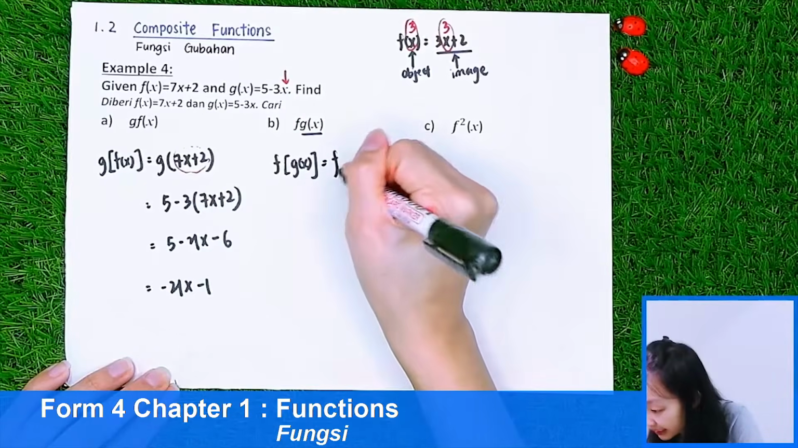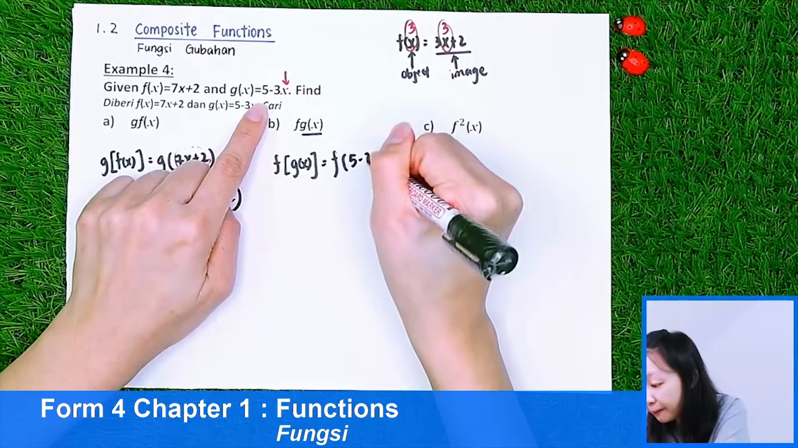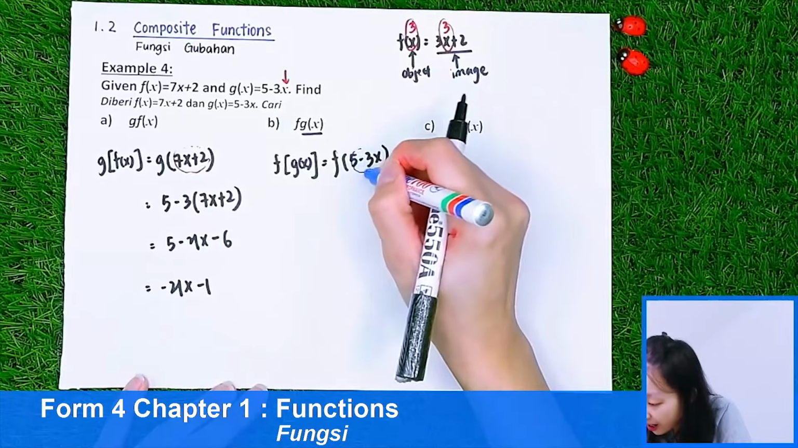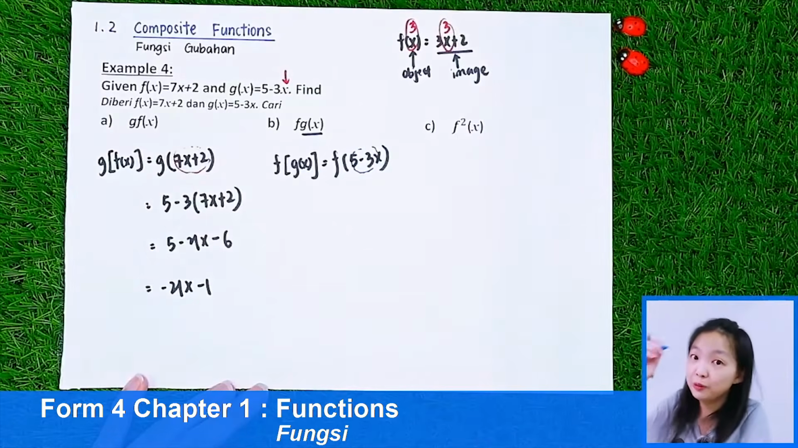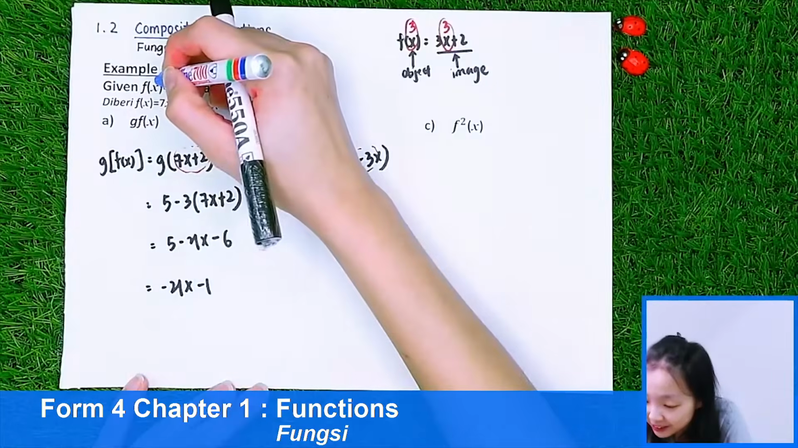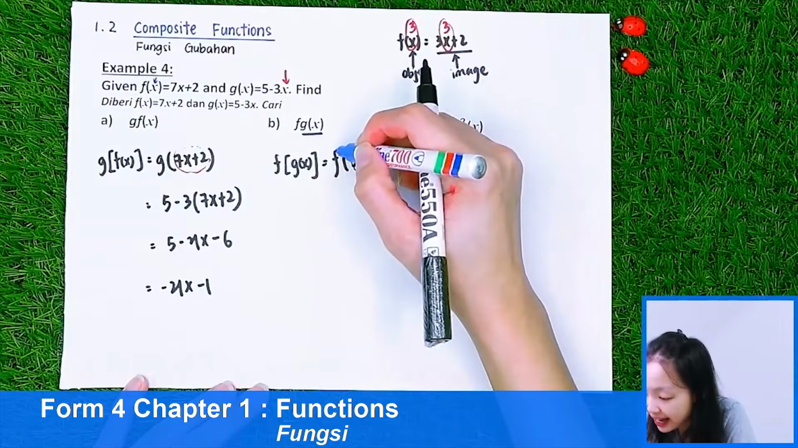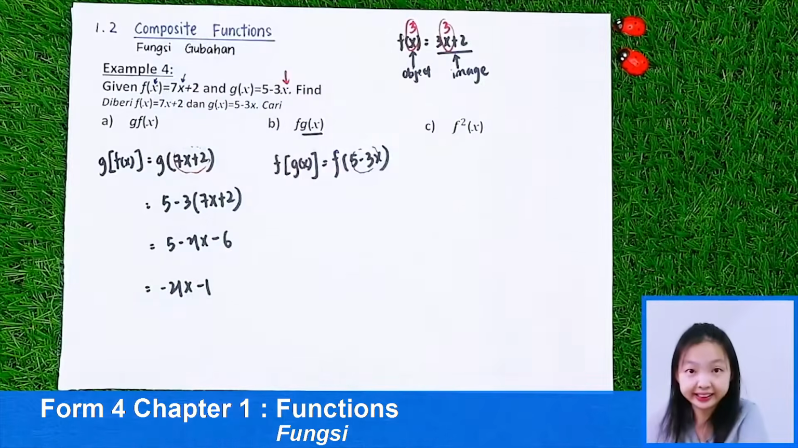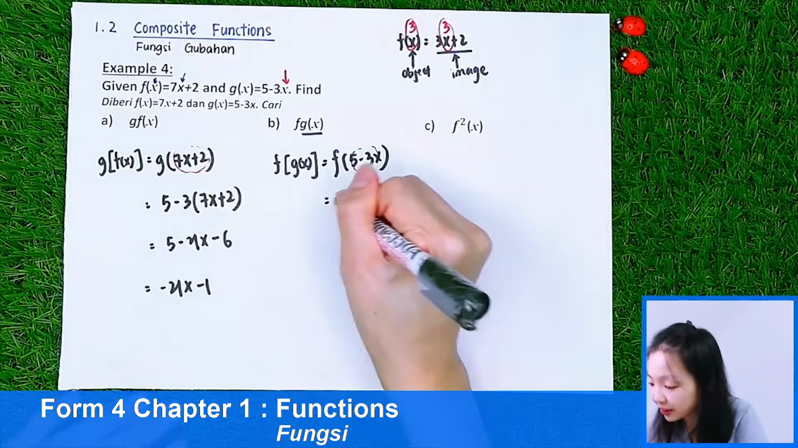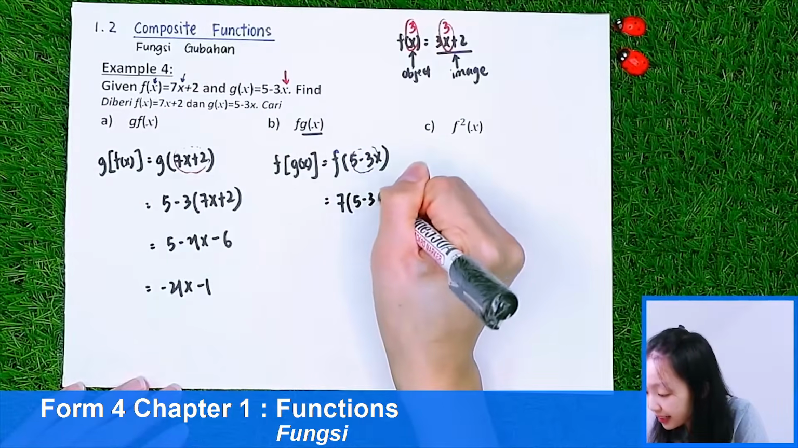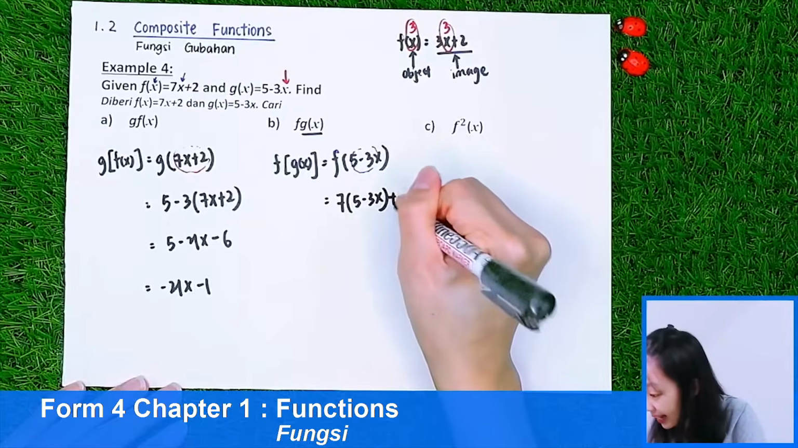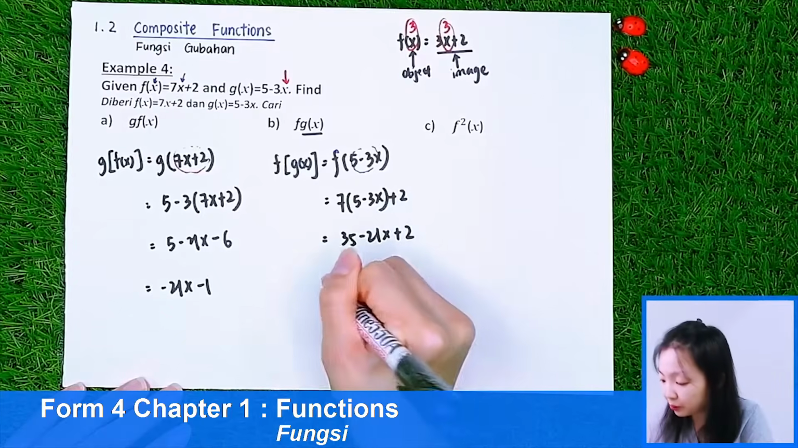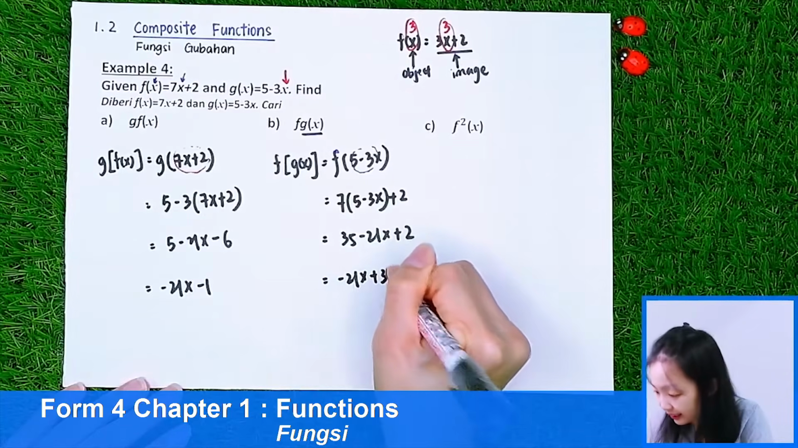Let us put the object inside. g(x) is 5 - 3x. Now, this one is our object. I want to put it into my function f. Do you see that? f, this is the object. Now, I want to put inside here, 7x + 2. So 7(5 - 3x) + 2. It will become 35 - 21x + 2. The final answer is this.